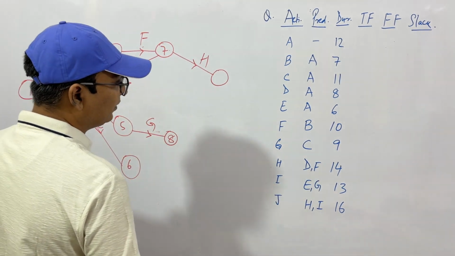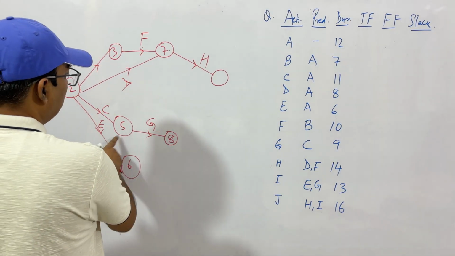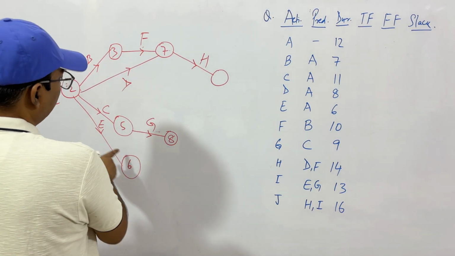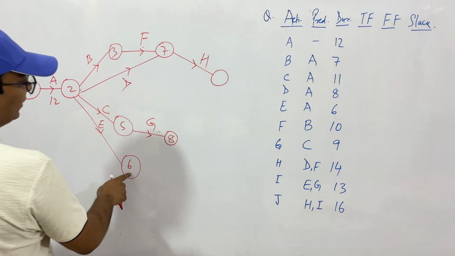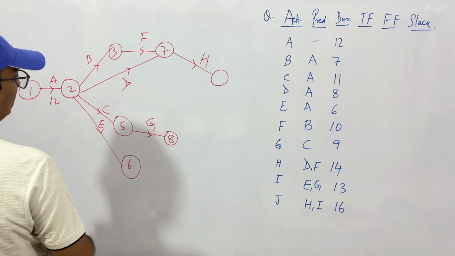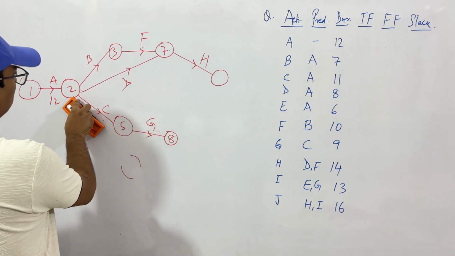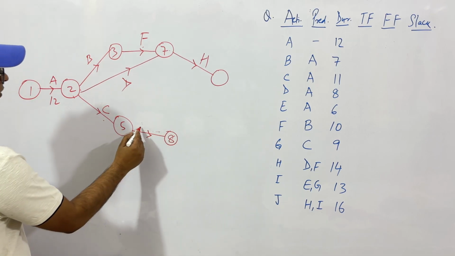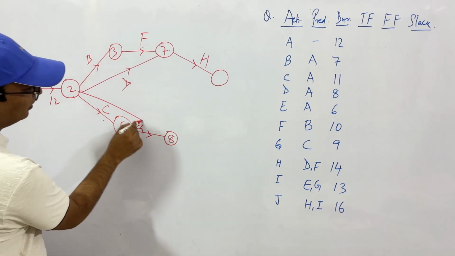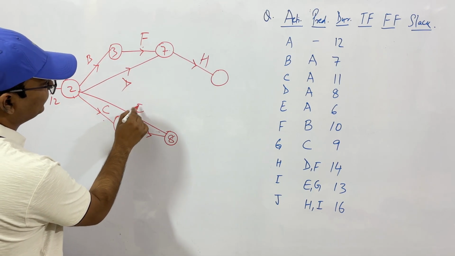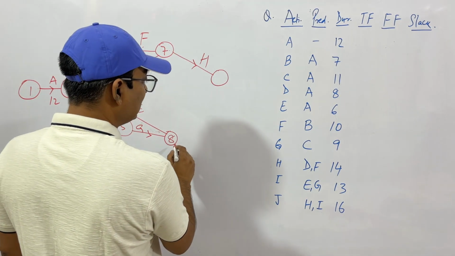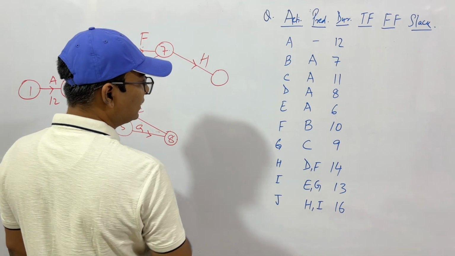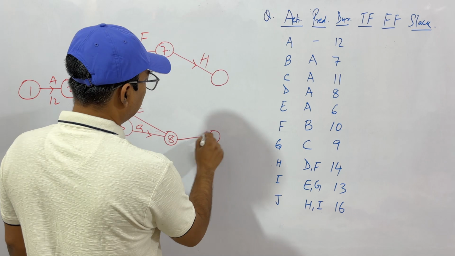Then we have I after E and G. Now again you can see this and this can be one event. 6 and 8 can be one event. So just replace this by, this is your E, and after E and G you have I. Okay, your activity is I. Let it be I.